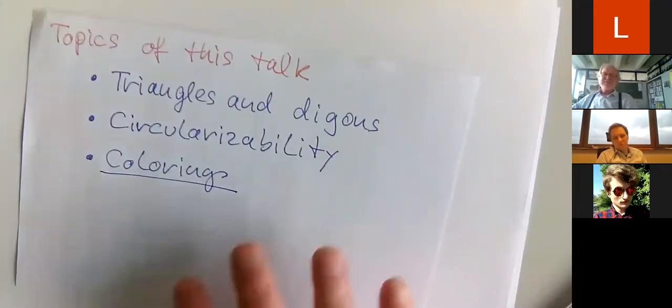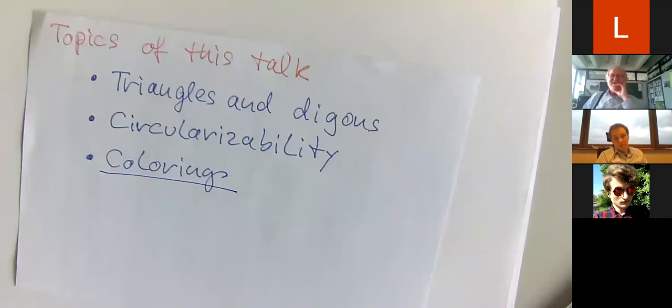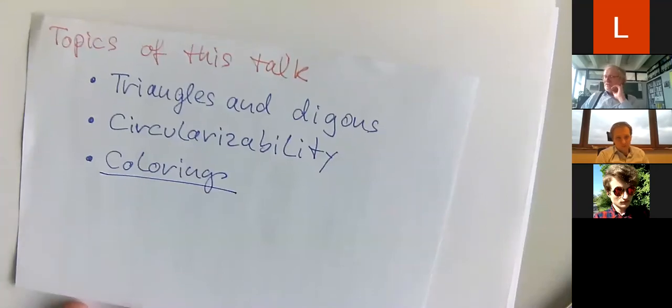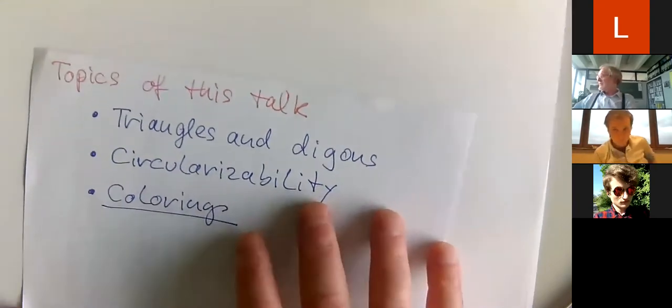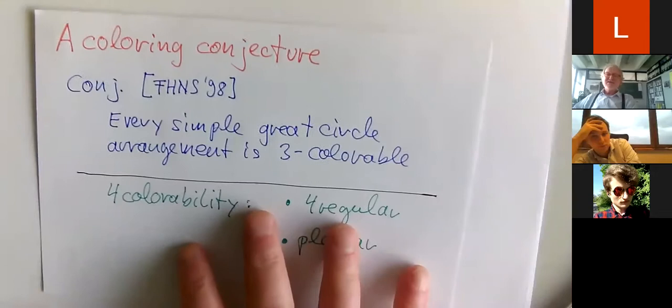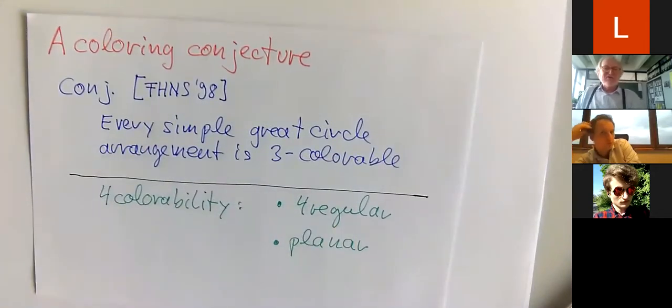So enough with circularizability. Let's get to the third question, third complex, colorings. There's a fairly well-known coloring conjecture. It's from a joint paper with Hurtado, Neu, and Strainu, quite old. And there we stated the conjecture that every simple great circle arrangement is three colorable.